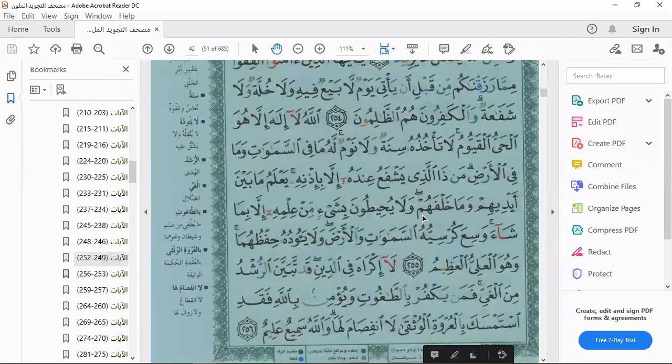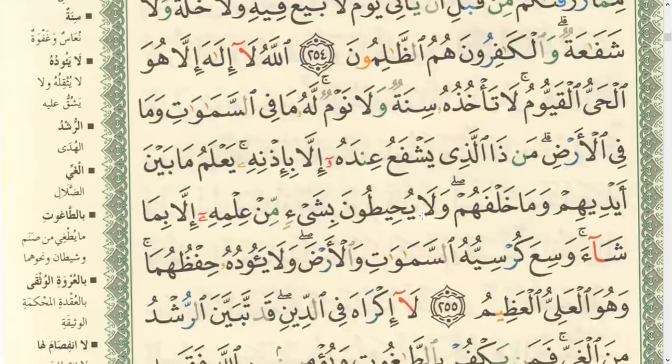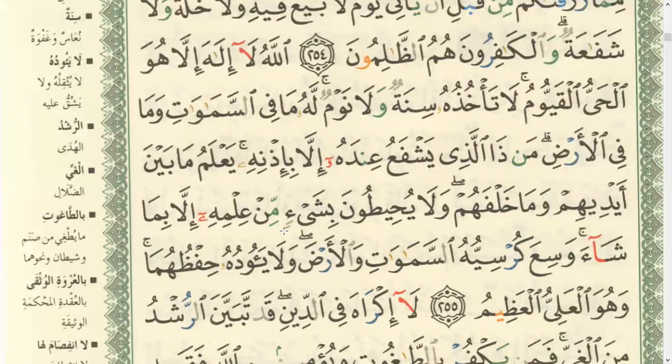Miss Serena, yes. Can you tell me the word by word meaning of this? Are you prepared for it or not? I prepared, and I remember also some. Okay. First read Bismillah, then continue. A'udhu billahi minash shaitanir rajim. Bismillahir rahmanir rahim.